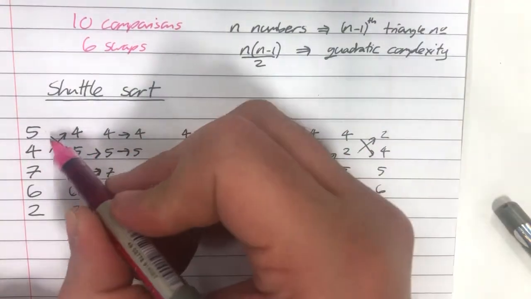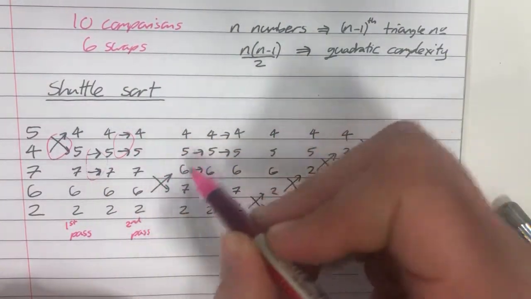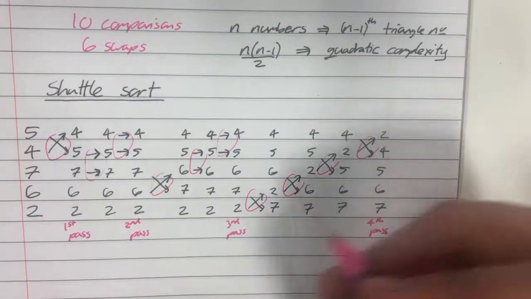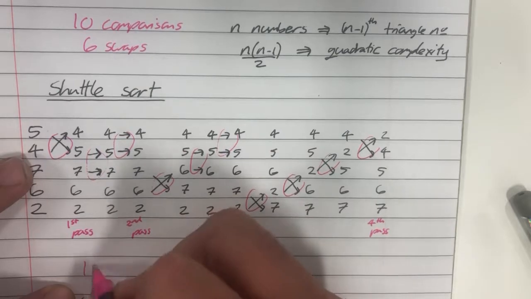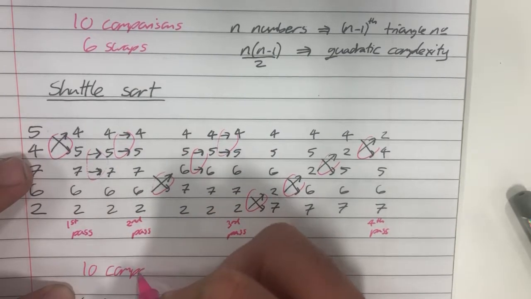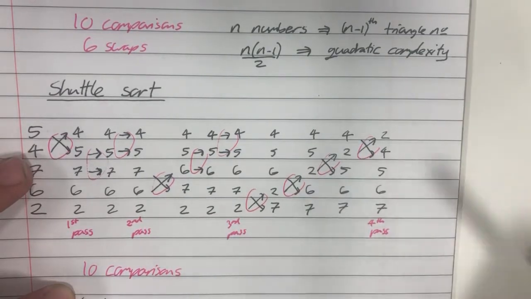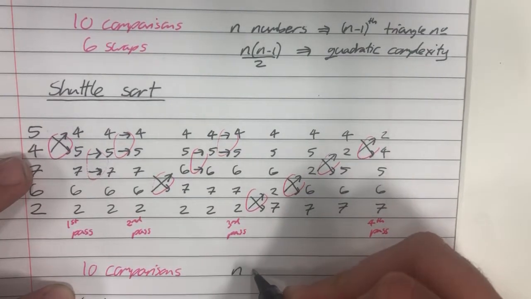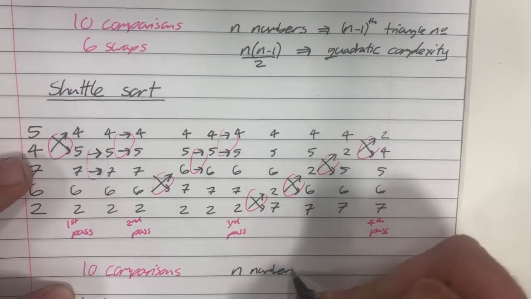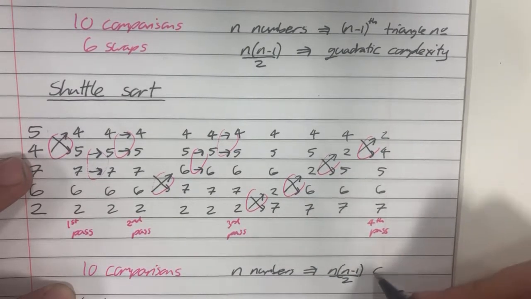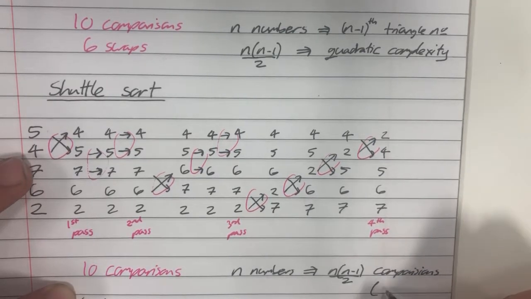And we can see again that there are 1, 2, 3, 4, 5, 6, 7, 8, 9, 10 comparisons, just as there were with the bubble. And again, if you execute this algorithm in its entirety, then n numbers implies n times n minus 1 over 2 comparisons. So again, it's quadratic in its complexity.